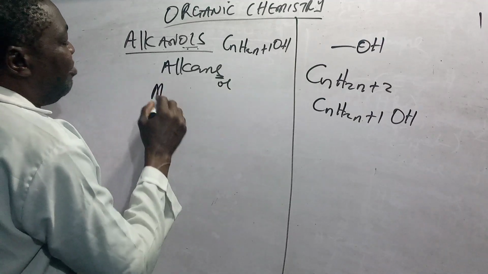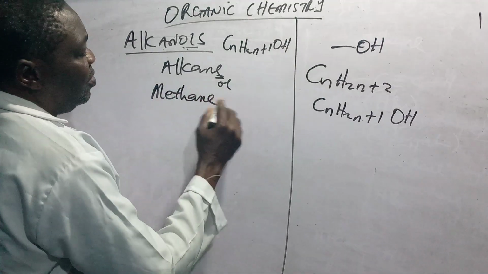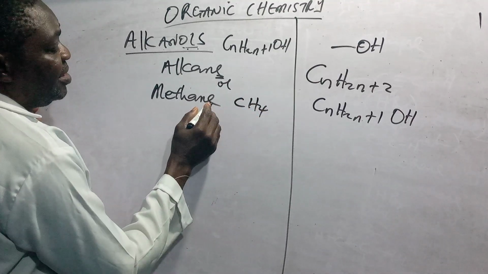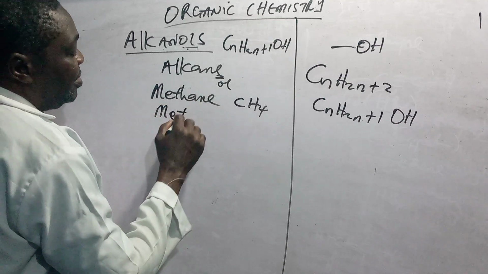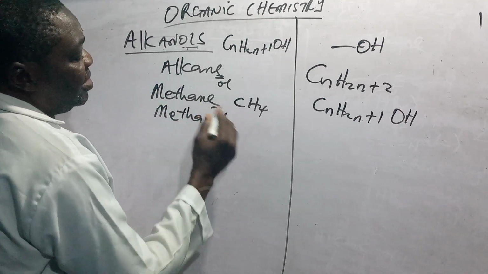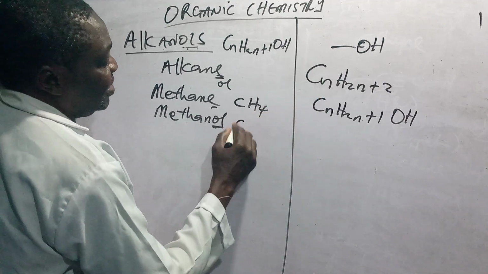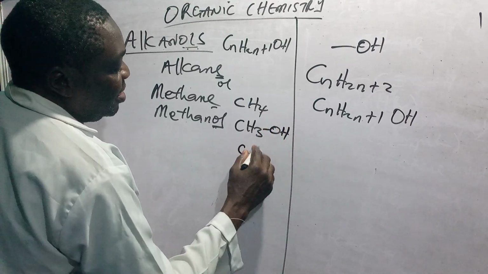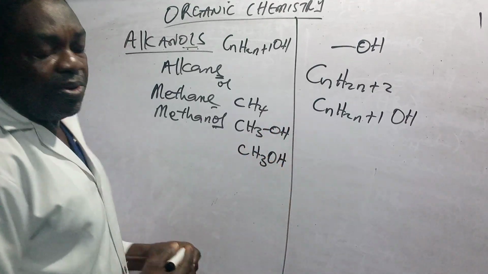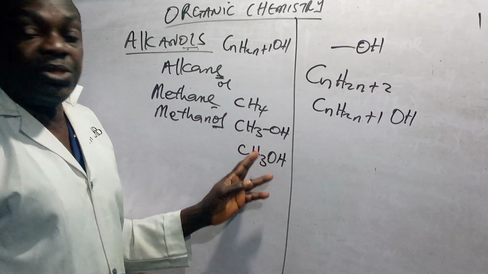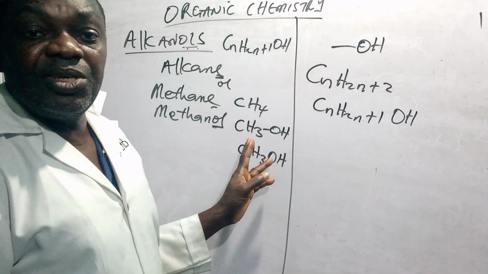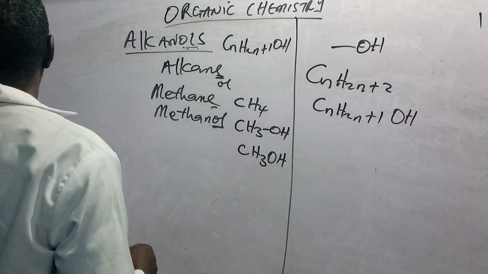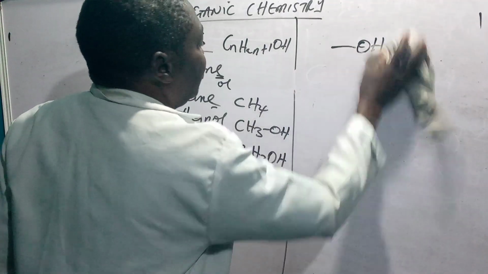For example, we have methane with the molecular formula CH4. If you replace this E with OL, it becomes methanol. You have replaced this E with OH, and based on this formula, we now have CH3, the remaining hydrogen atoms, with OH, making CH3OH, methanol. The same thing applies to all the other members of the homologous series of alkanols. Now, let's go into some other areas of this topic.